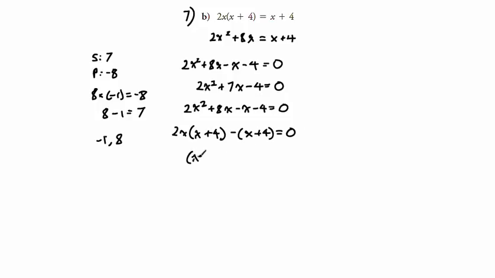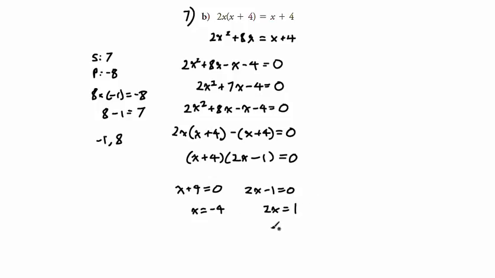So we can factor out x plus 4, and we're left with 2x minus 1. And the only way this is true is when each factor equals 0. So when this x plus 4 equals 0, or when this 2x minus 1 equals 0. Now all we need to do is isolate for x. So subtract both sides by 4, and we get x equals minus 4. Here, add both sides by 1, and then divide both sides by 2, and we get x equals 1 over 2.